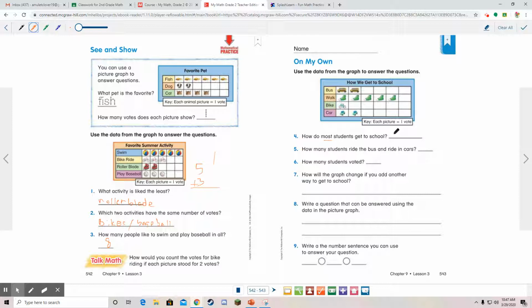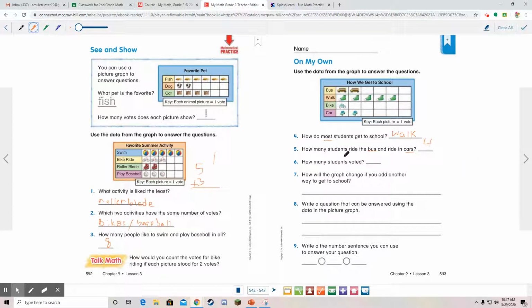How do most students get to school? You got to read these carefully. So most people do what, guys? They walk. So we'll write that. Most people walk. How many students ride the bus and ride in cars? So you would add cars and the bus together. 1, 2, 3, 4. 4 people.